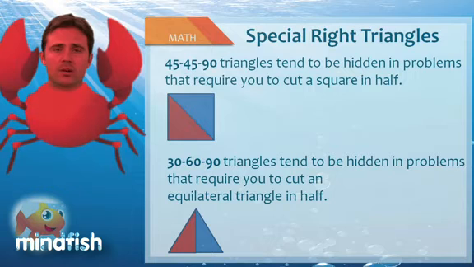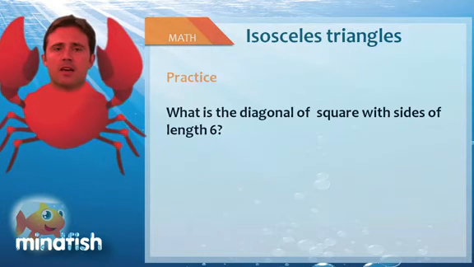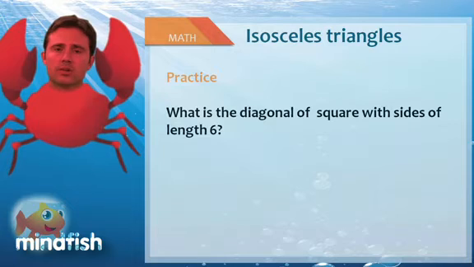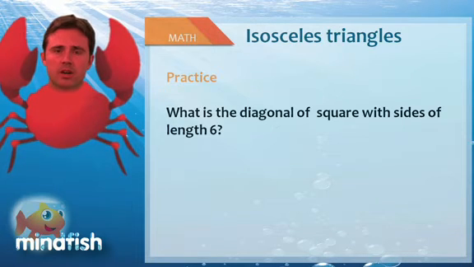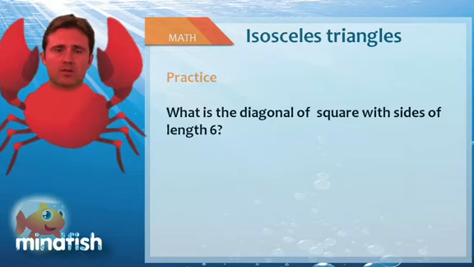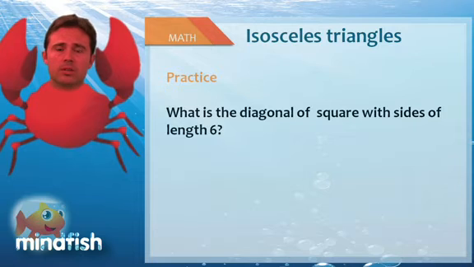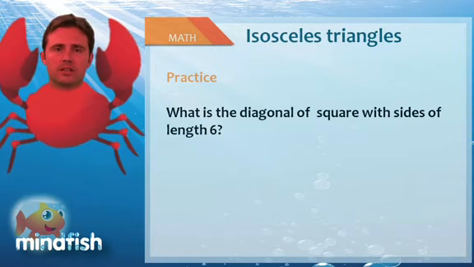So let's try 2 problems that deal with this fact. What is the diagonal of a square with sides 6 by 6? So if we draw a 6 by 6 square and we draw on its diagonal, we realize that what we're looking for is the hypotenuse of a 45, 45, 90 triangle with side length 6. So all we need to do is multiply by square root of 2. So the hypotenuse would be 6 square root of 2, or the diagonal of the square would be 6 square root of 2.